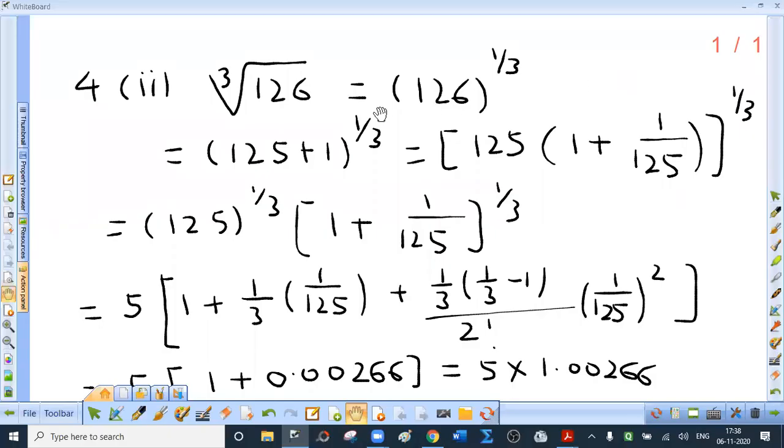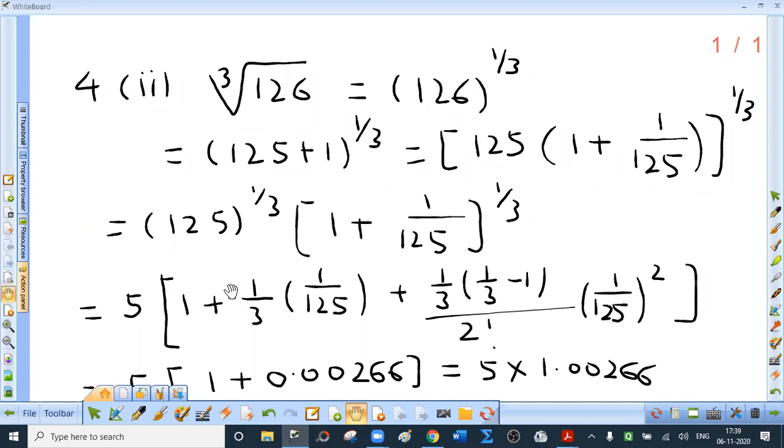Second is cube root of 126. Cube root means raised to 1 upon 3. Now 126 can be written as 120 plus 6, 127 minus 1. But we have to write 126 as what? 125 plus 1. Why is this so? Because cube root of 125 is 5. That is why. So within bracket, take 125 common to get this. 125 raised to 1 by 3 is 5.